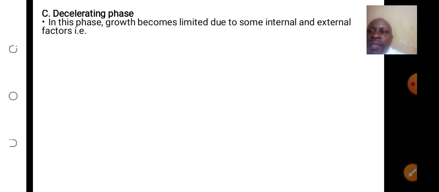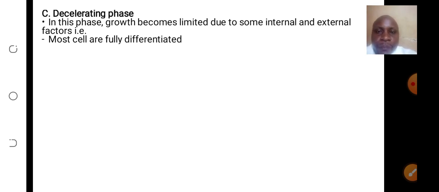Now, in the decelerating phase, growth becomes limited. There is a slower growth rate due to some of the following factors. This one here: most cells have differentiated. Or if we're talking about living organisms, most of them are aged now. Okay. Number 3, fewer cells are still developing.